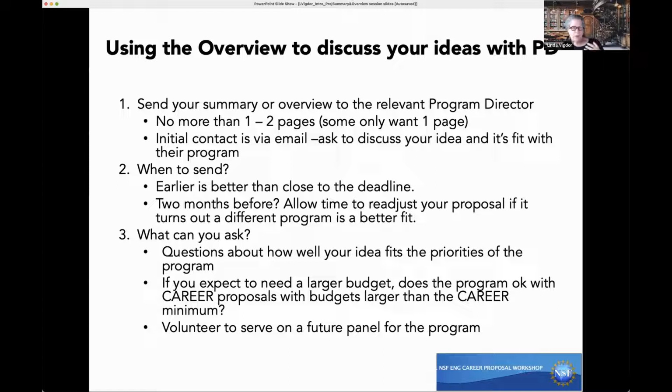If you wait too close to the deadline, they're going to be quite busy, and if they have time to pay attention, they won't give you as much time as you may want. Also, say the idea doesn't seem to be a good fit with their program. Then if they say, no, it doesn't really fit here, but it will probably fit better in this other program, then if you talk to the program officer early enough, you have time to reframe your proposal to fit a different program, which can be really crucial.